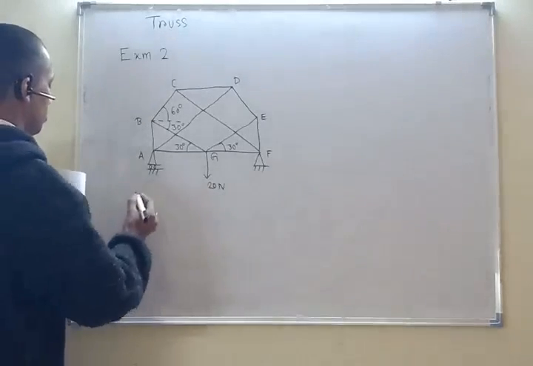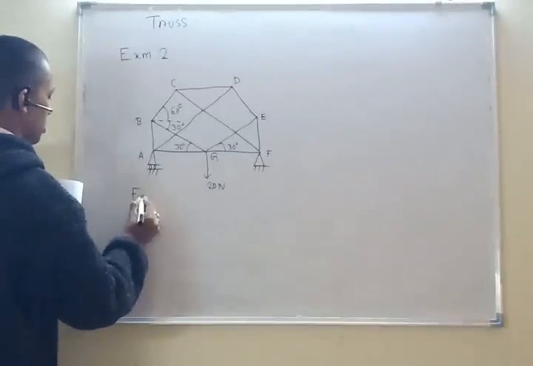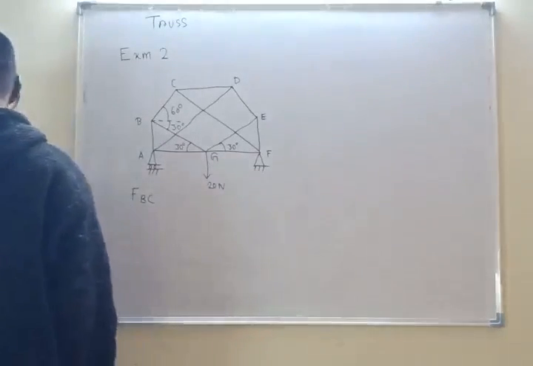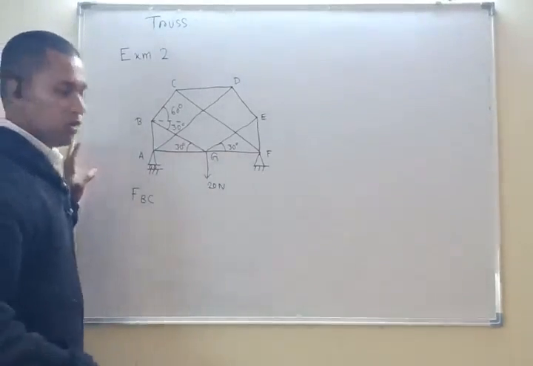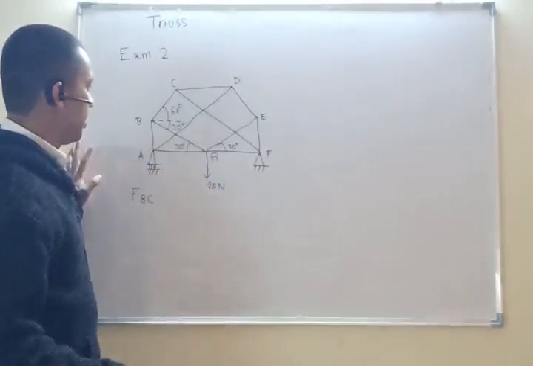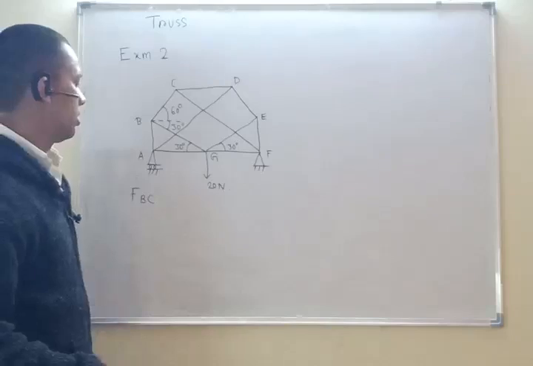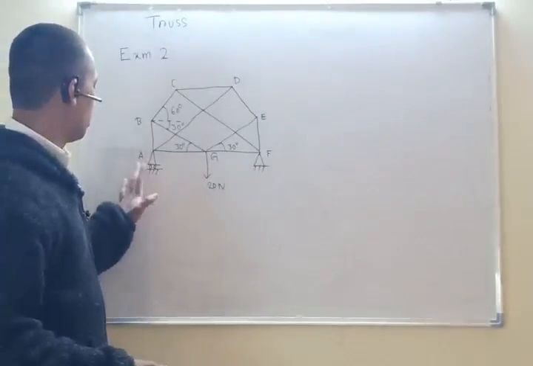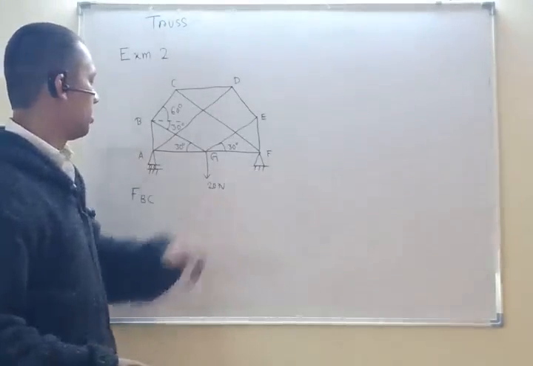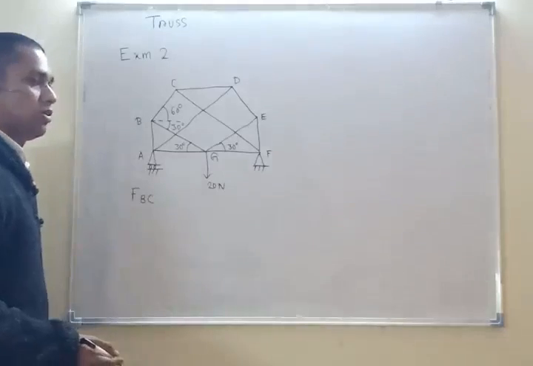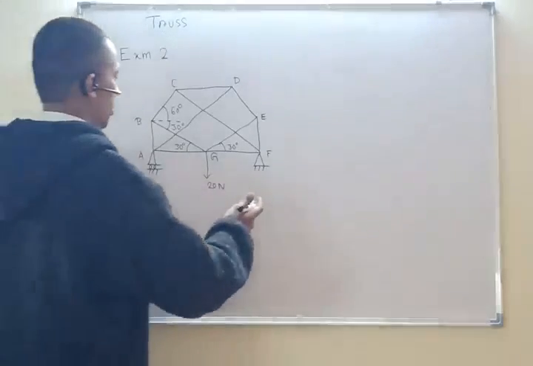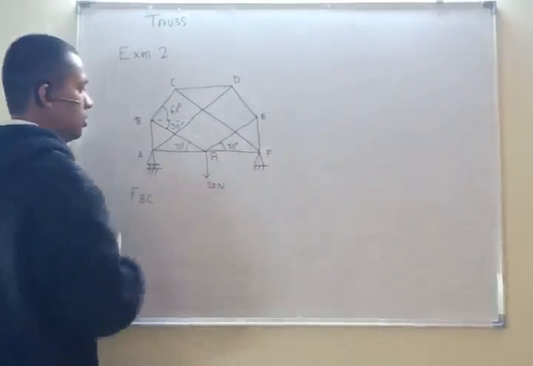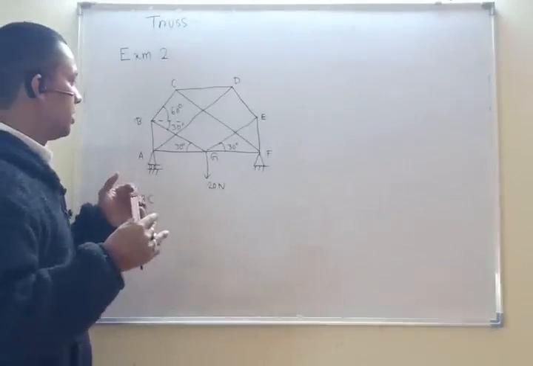He has asked what is the force in the member BC, that means in this member. So how can we solve it? We can easily solve it by taking this joint. First of all, our first procedure was to go with the reactions at A and F, but we don't need to take that. Why? Because from the symmetry we can see that AG and FG will be cancelling each other.